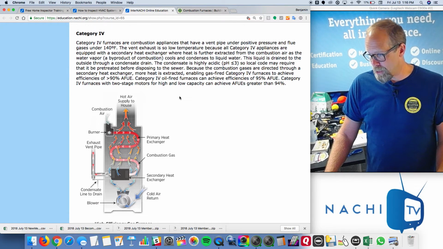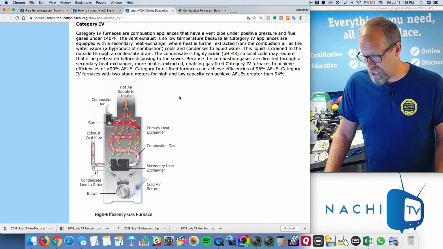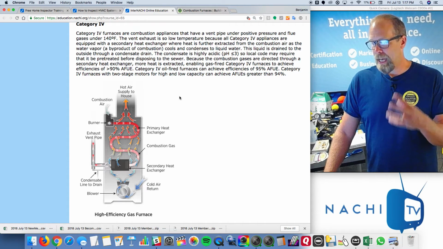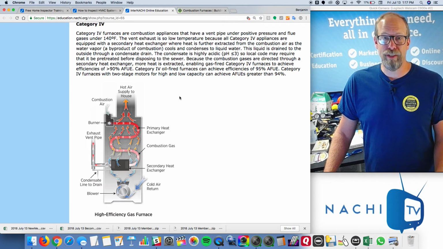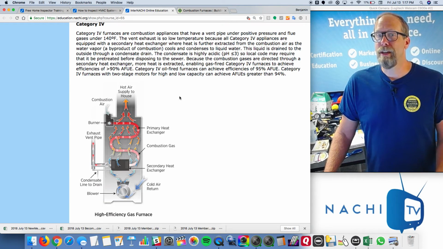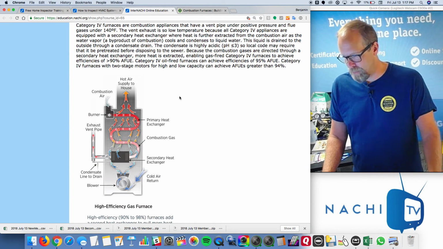Because combustion gases are directed through a secondary heat exchanger, more heat is extracted, enabling the gas-fired category four furnaces to achieve efficiencies greater than 90%. These are high efficiency heating systems.